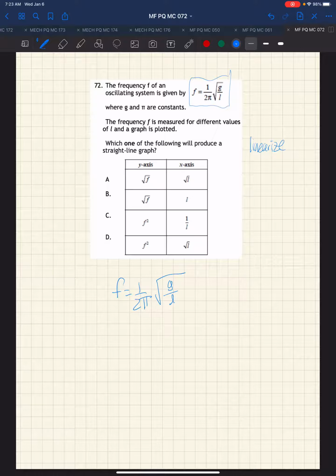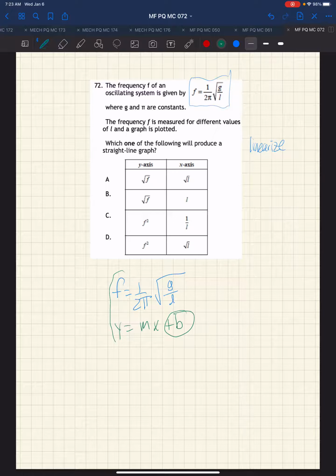Now our objective in this case is to make it fit the form of a line. So we want it to look like y equals mx plus b. Now we can see there's no plus term in this case. There's no plus term, so there's no y-intercept. So we're now looking to match it with y equals mx.